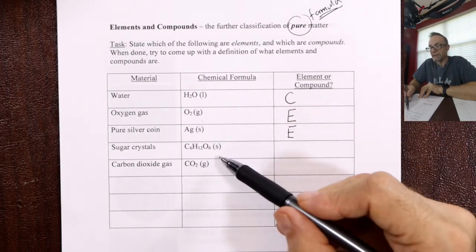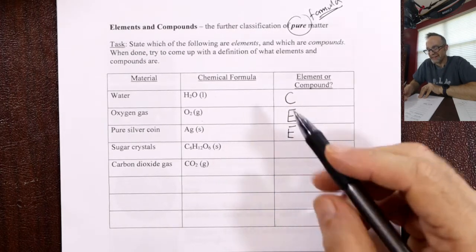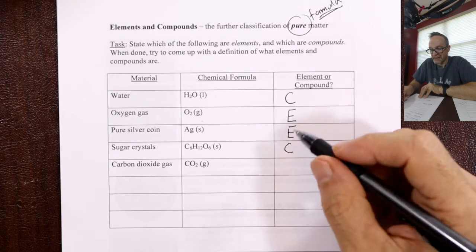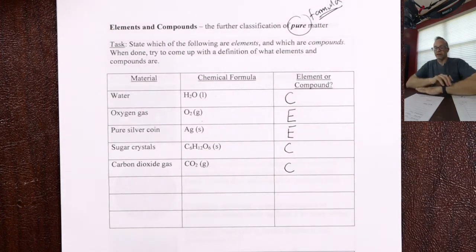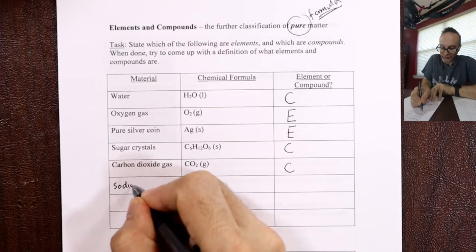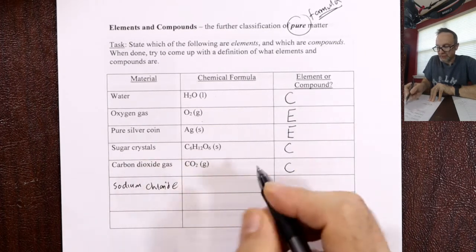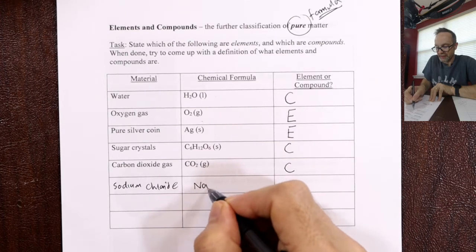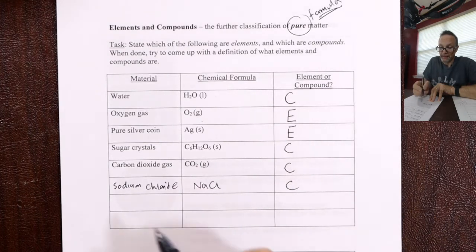Think about a sugar crystal. Vote if you like in your head. It's a compound. And similarly, carbon dioxide gas is a compound. Hopefully you got those right. Let's add a few more. Let's go with sodium chloride, which is table salt, and that has the formula NaCl. Think to yourself, element or compound? It's actually a compound.